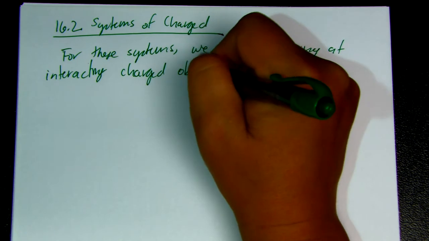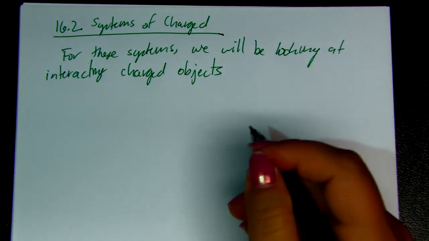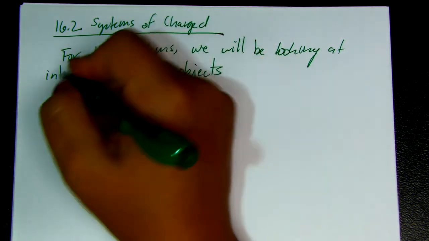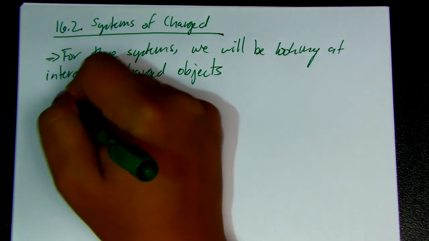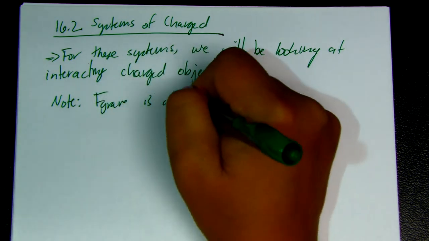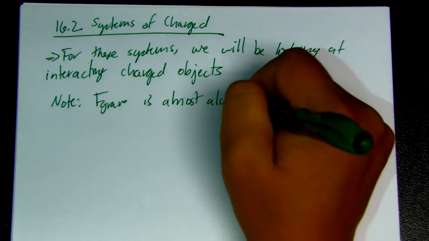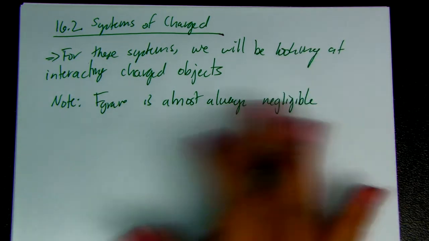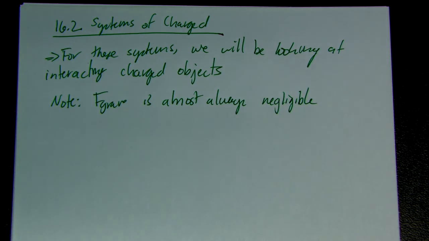And as this is all about potential energy, we're going to want to make sure that we include more objects in our system. All right, and also just note, F-grav is almost always negligible. So remember, the electric force is so much stronger than the gravitational force, and we're going to be primarily looking at pretty tiny masses. So it's not something we need to take into account for this.